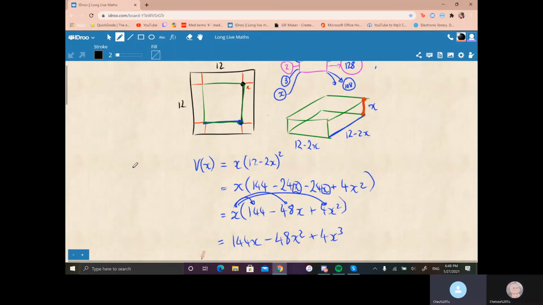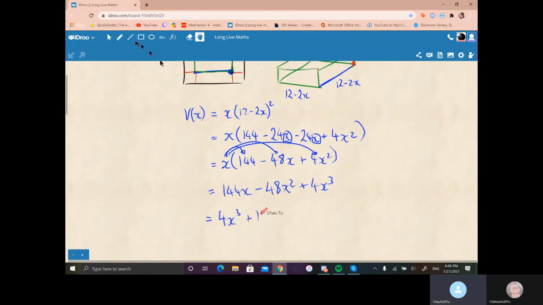All right. Okay, so it becomes 4x to the power of 3 plus 144x minus 48x squared. I've got to put the squared first, don't I? Yeah. Okay. Minus 48x squared plus 144x. So that's V. Okay?